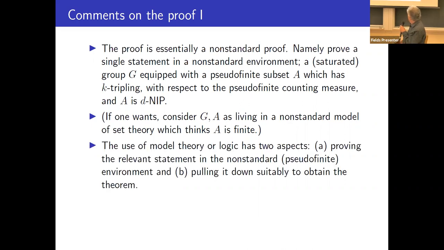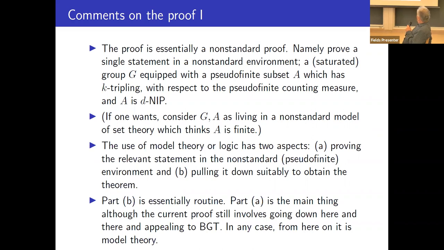Okay, the use of model theory of logic has a couple of aspects. First, proving the relevant statement in the non-standard environment, and B, pulling it down to obtain the theorem. And B is essentially routine. Part A is the main thing, but our current proof still involves going down here and there and appealing to Bouillard Green Tau. So we call it ultra Bouillard Green Tau. It's what Bouillard Green Tau means in the non-standard environment.